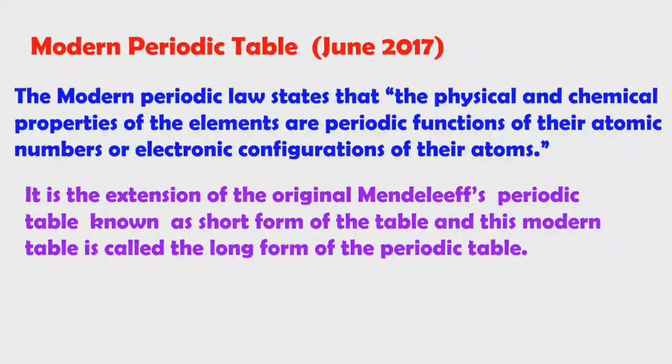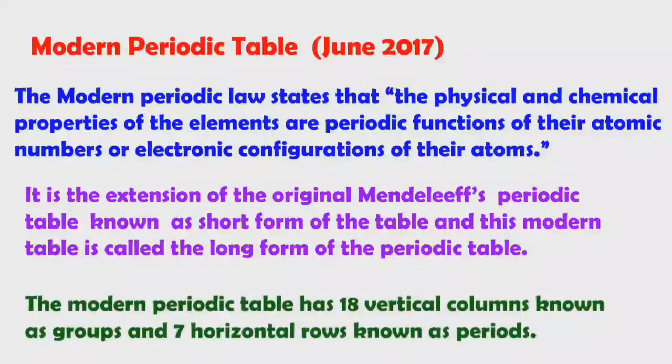The modern periodic table is an extension of the original Mendeleev periodic table. The original Mendeleev periodic table is also known as the short form of the periodic table, while this modern periodic table is also known as the long form of the periodic table.